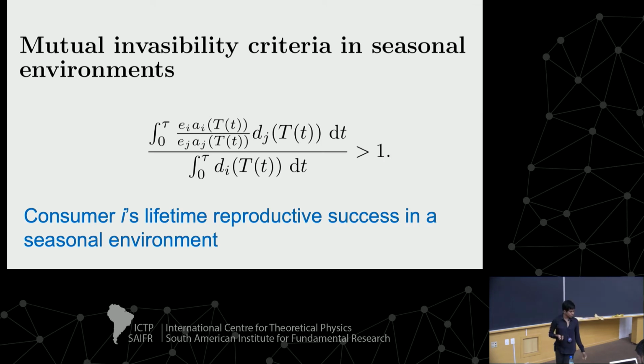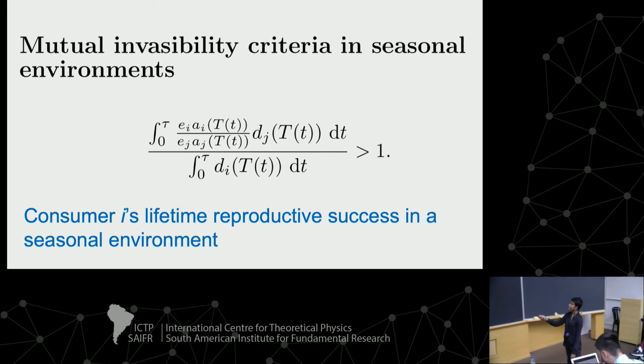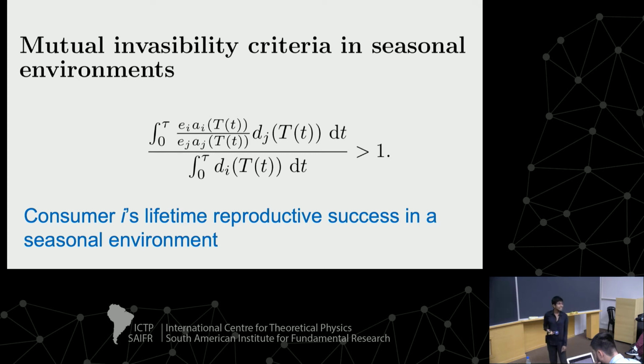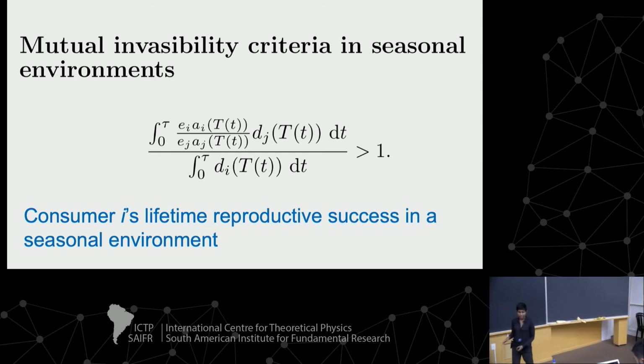And it's nice to do this because that is essentially the consumer's lifetime reproductive success in a seasonal environment, which we know is like the R0, and it has to exceed 1. So it's a nice metric to use. Plus, it tells us something very important, which I will point out later, about that quantity versus this quantity.